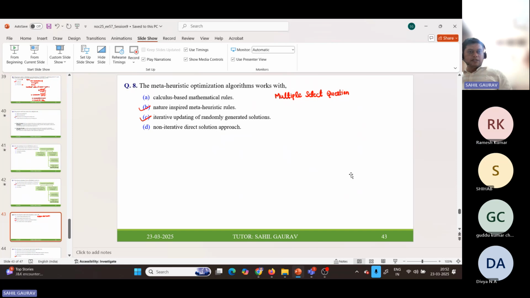Meta heuristic optimization algorithm works with... This question is also from the current assignment, where meta heuristic works with nature inspired meta heuristic rules and iterative updating of randomly generated solutions. It is not calculus based mathematical rule. It is not a non-iterative direct solution approach. It is nature inspired meta heuristic rules. You can understand from the word also: ant colony optimization, particle swarm optimization, artificial immune system, genetic algorithm, all are inspired by nature. So that's why it is nature inspired meta heuristic rules, and these update their values based on the iterations.